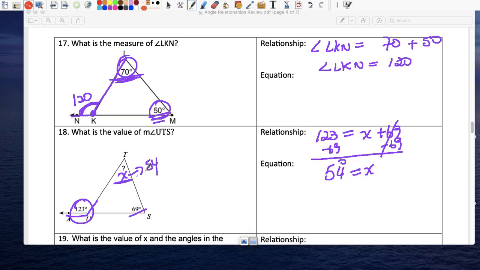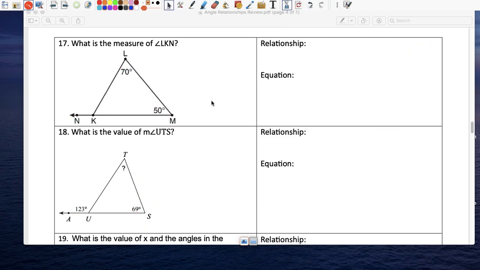Okay, so these two angles will always be equal to the sum of these two angles. This one and this one will always be equal to that exterior angle outside. And that's the relationship.